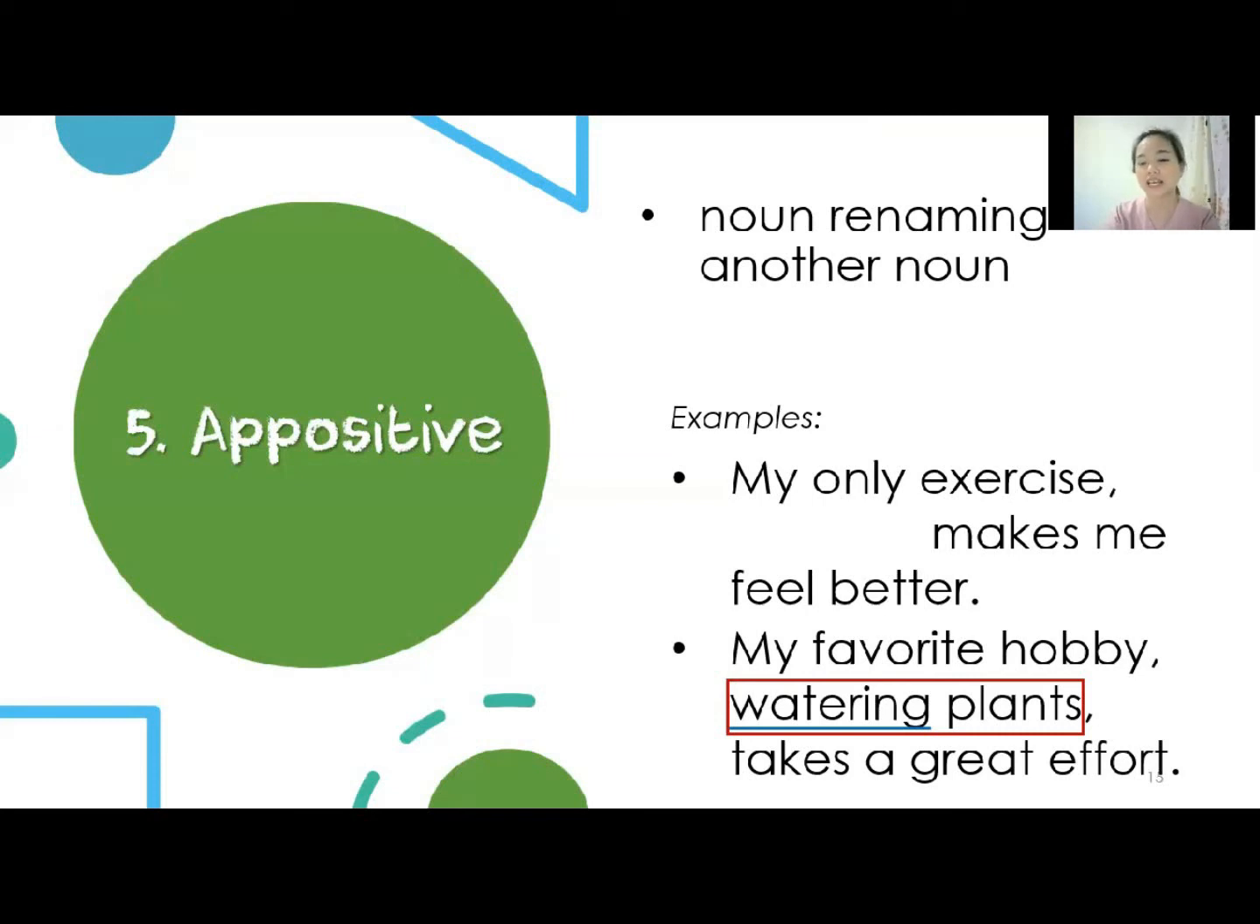How about in the second sentence? Let us remove watering plants. The sentence now is: my favorite hobby takes a great effort. Is this still a complete sentence? Yes or no? All right, the sentence is still a complete sentence, even if the appositive is no longer there.